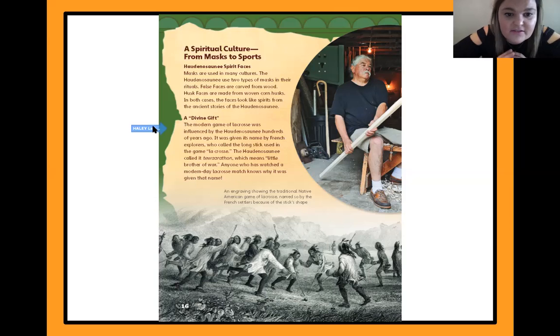A divine gift. The modern game of lacrosse was influenced by the Haudenosaunee hundreds of years ago. It was given its name by French explorers who called the long stick used in the game lacrosse. The Haudenosaunee called it Tawarathon, which means little brother of war. Anyone who has watched a modern-day lacrosse match knows why it was given that name. It's a very intense sport. It says down here, an engraving showing the traditional Native American game of lacrosse, named so by the French settlers because of the stick's shape.